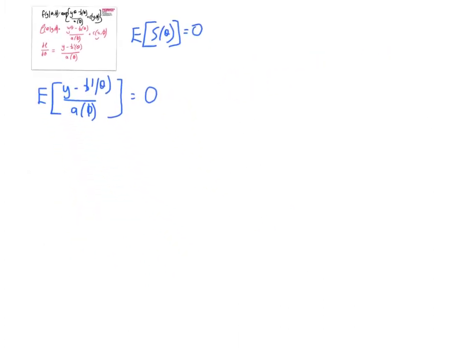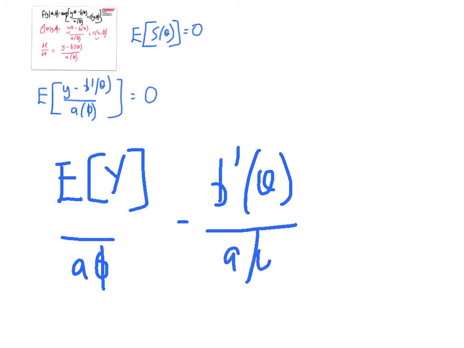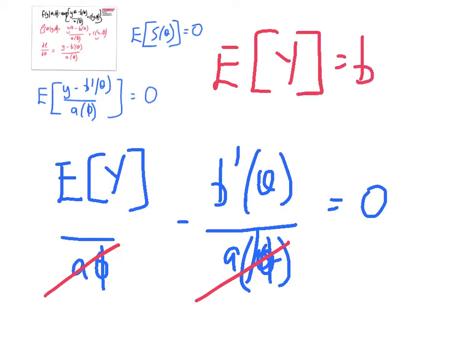So what are we going to do? We're going to say that the expectation of y over a of phi minus b prime of theta over a of phi is equal to 0. And of course we can ignore these terms, and with a little bit of rearranging, we're saying that the expected value of y is equal to b prime of theta. Let's quickly check this.